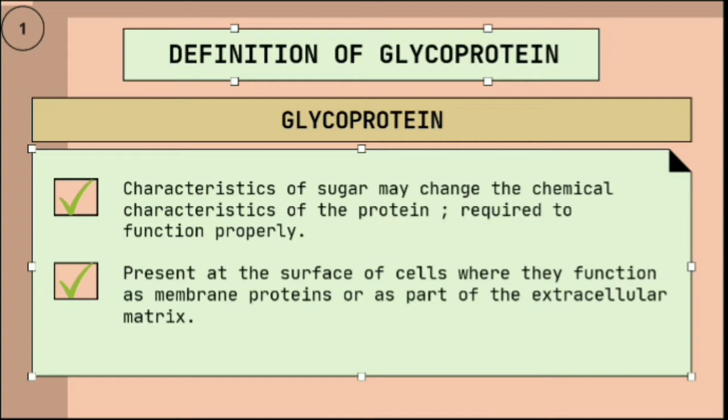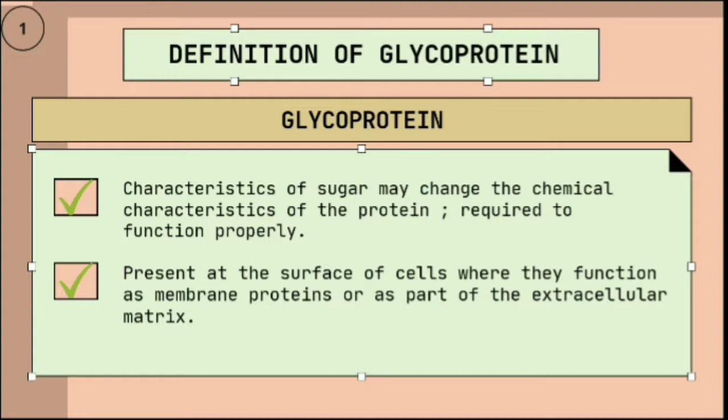Apart from that, the characteristics of the sugar may change the chemical characteristics of the protein that is required to function properly. As we all know, a glycoprotein is a protein with a sugar attached onto it, and the sugar has its own characteristics. Those characteristics may alter the chemical characteristics of the protein so it can function effectively and efficiently. That is why the addition of sugar is often required for a glycoprotein to function properly and reach its ultimate destination in the cell or organism.